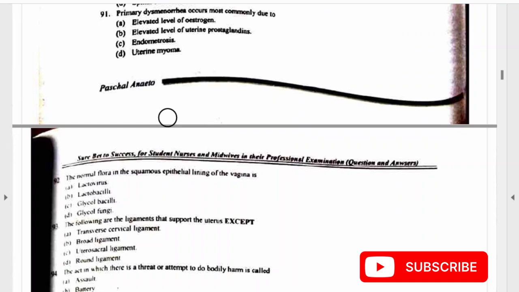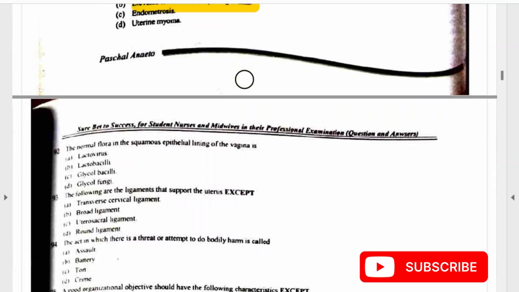Question 91. Primary dysmenorrhea occurs most commonly due to what? You can tell me. It is due to elevated level of uterine prostaglandins. Primary dysmenorrhea is actually painful menstruation, and it occurs when the uterine prostaglandins are elevated. All right, so that's it. Let's go to the next one.